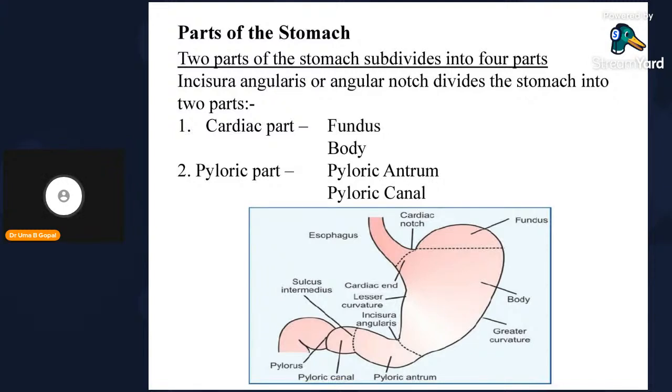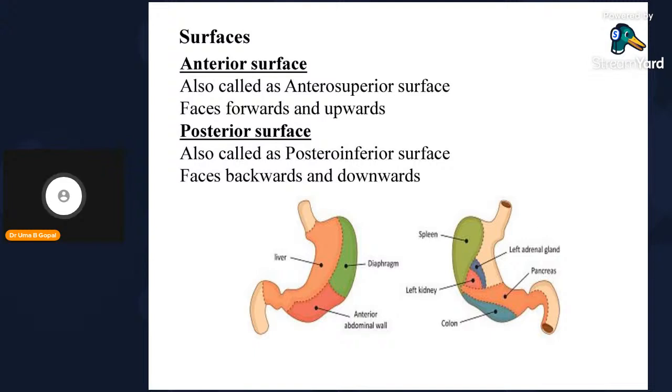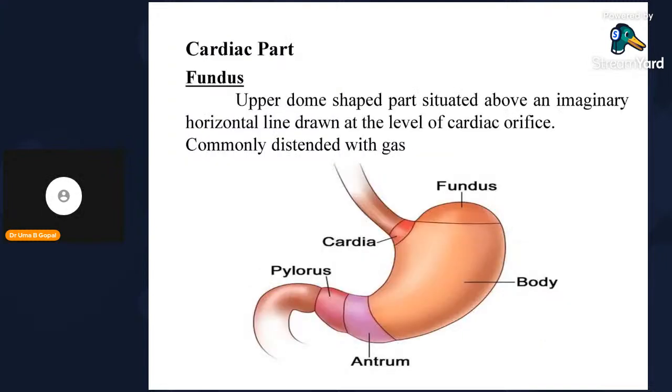They may ask you about the subdivisions of the stomach. Or when you write the 10 marks question answer, you have to put a heading, subdivisions of the stomach, and you have to draw this figure and indicate them. Surfaces: anterior surface, also called anterior superior surface, faces forwards and upwards. Posterior surface, posterior inferior surface, faces backwards and downwards.